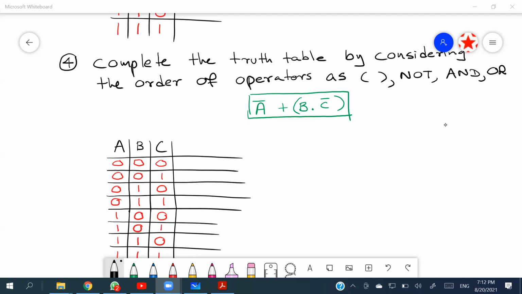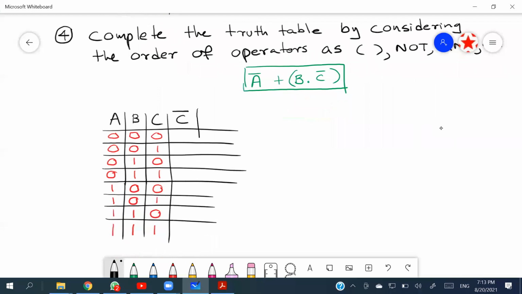Right? Okay. So in the expression, we have A bar plus B dot C bar within the brackets. So first we are going to concentrate on the brackets. That means B dot C bar. So again, inside the brackets, we have a dot and a bar. So then we have to construct C bar first. So we are creating C bar. So we need a column called C bar in our truth table.